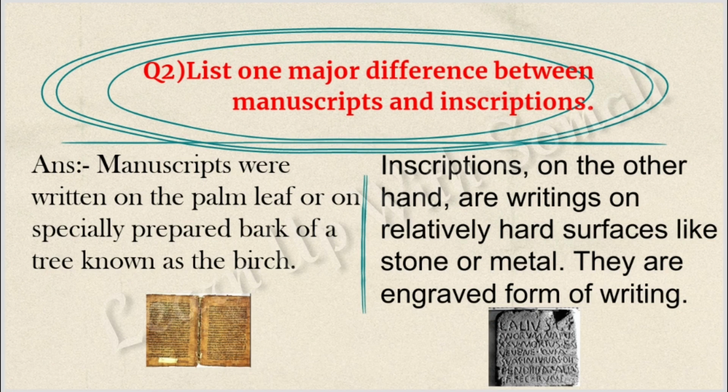Question number 2. List one major difference between manuscripts and inscriptions. Manuscripts were written on palm leaf or on specially prepared bark of a tree known as birch. Inscriptions, on the other hand, are writings on relatively hard surfaces like stone or metal. They are an engraved form of writing.